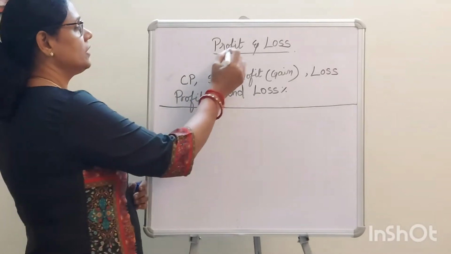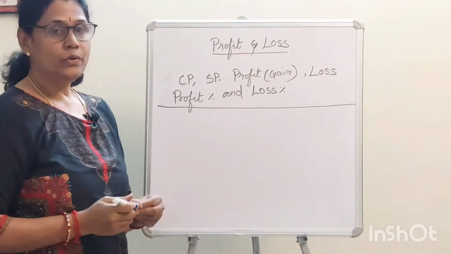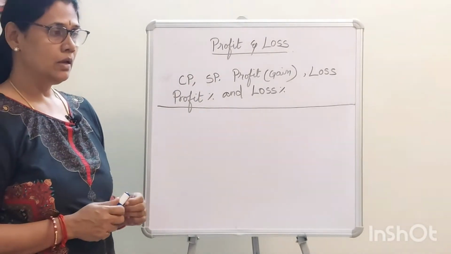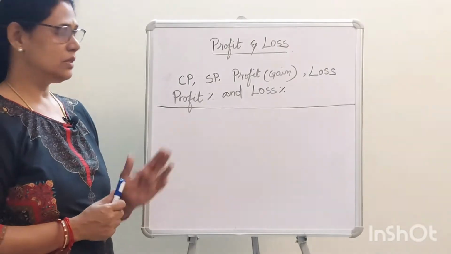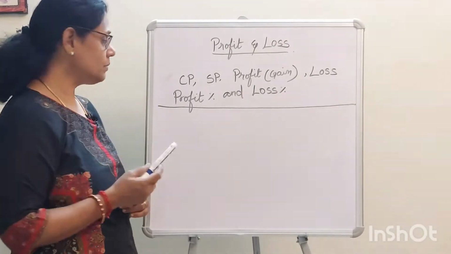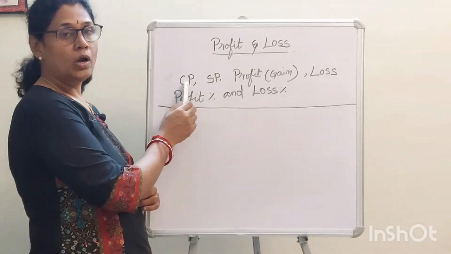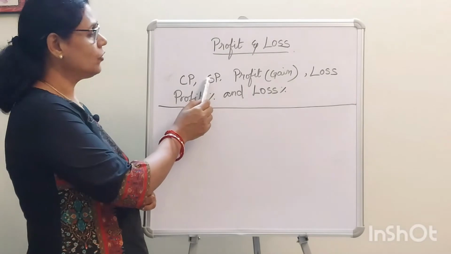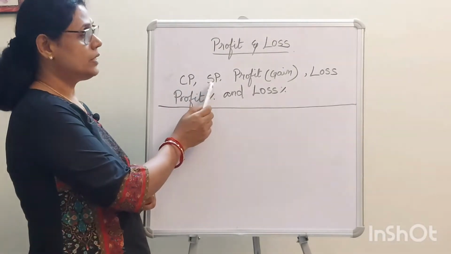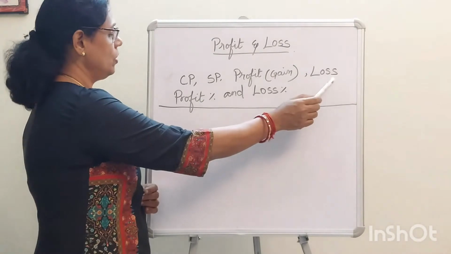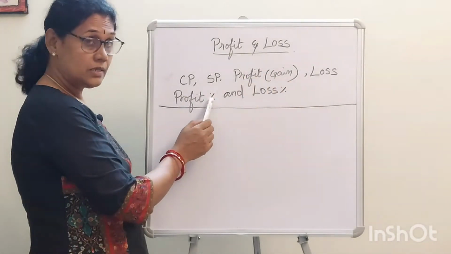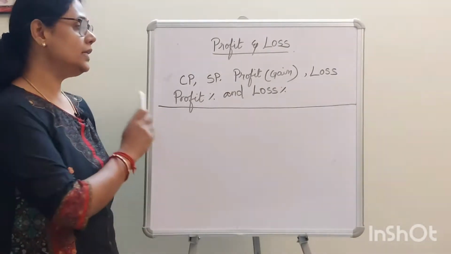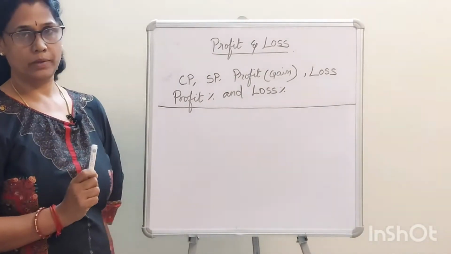Okay, profit and loss. We are going to discuss some of the problems based on this topic. Before going to the problem, we should know certain terms in this topic. Those terms are CP, the short form for cost price, and SP, the short form for selling price. So it's cost price, selling price, profit, loss, profit percent and loss percent. I will explain all these terms with the help of an example.